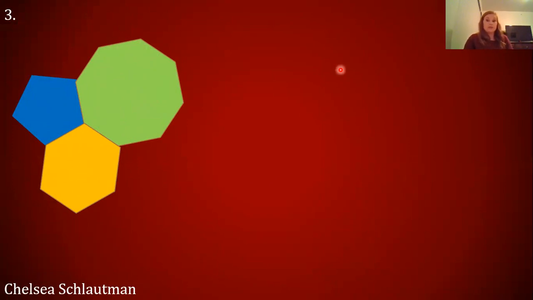So what do we do to find out the angle degrees? We're going to use the formula (n minus 2) times 180, divided by n. Sorry about that typo there. I do have a 2 at the end that is supposed to be a letter N. The letter N stands for the number of sides in each figure.